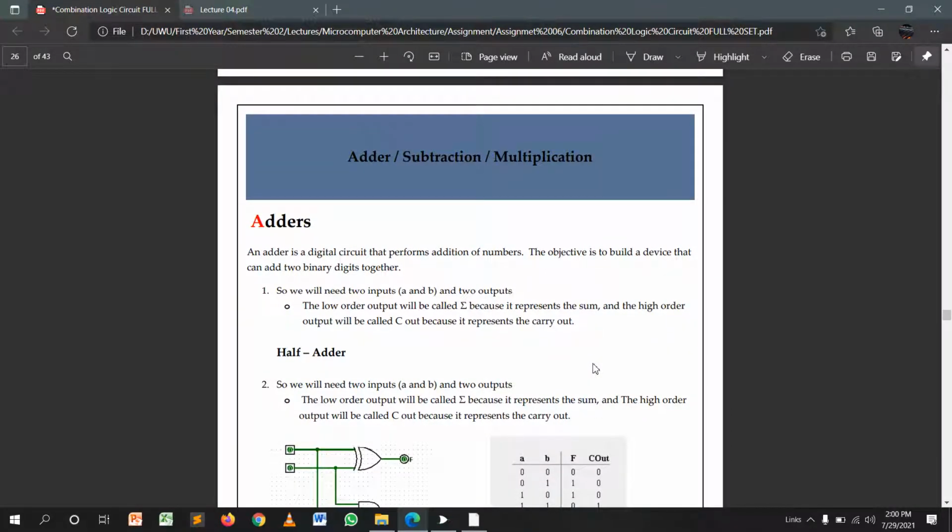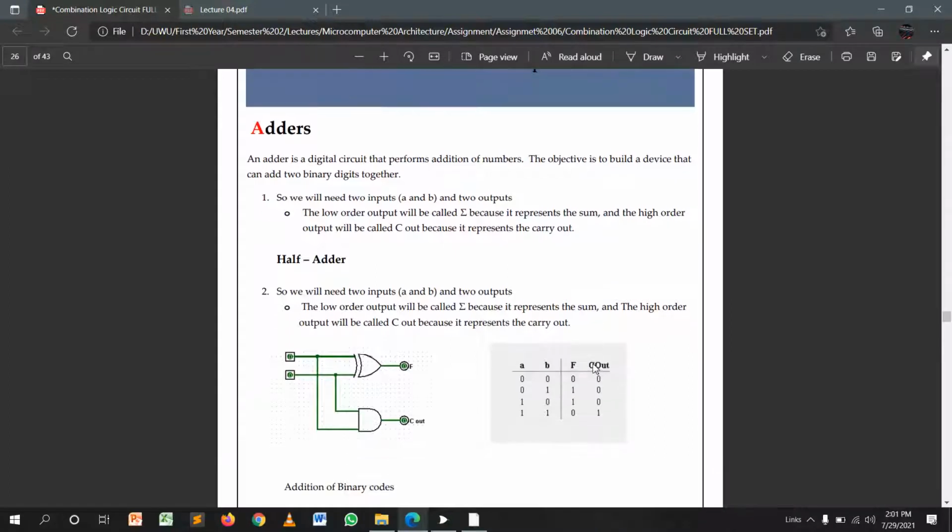This is the sixth video in this tutorial, and I'll explain adders, subtraction and multiplication in this video. First one is the adder. What is an adder? An adder is a digital circuit that performs addition of numbers. This is binary code addition. It gets the summation from the input circuit.